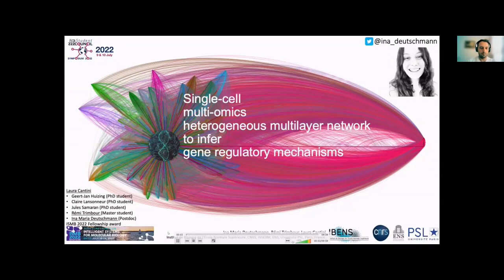Hi, my name is Maria Deutschmann, and today I want to share with you our idea of using a single-cell, multi-omics, heterogeneous multilayer network to infer gene regulatory mechanisms.